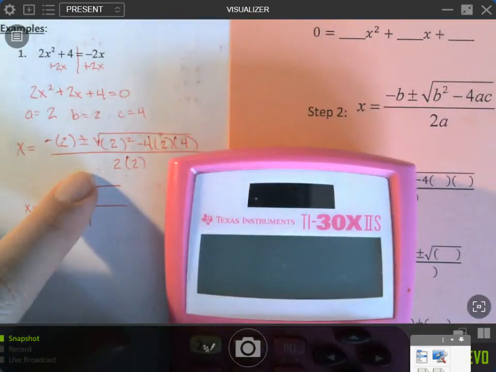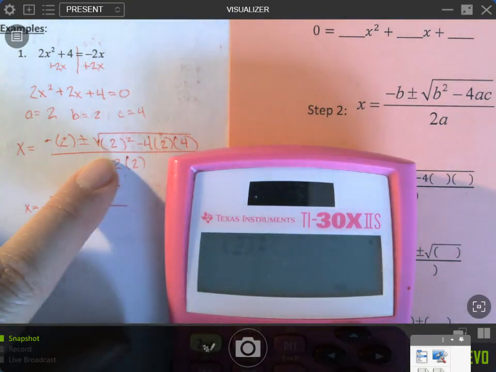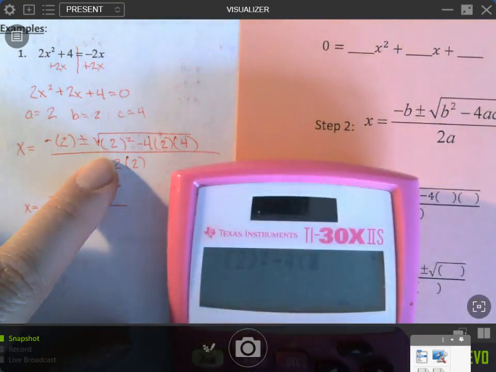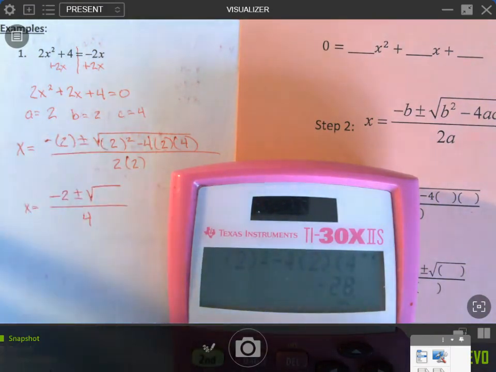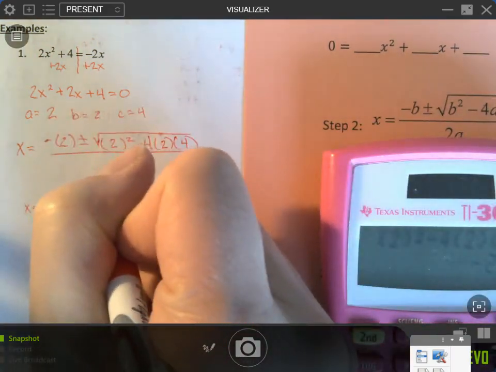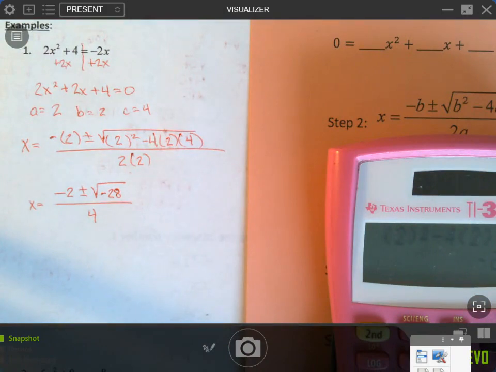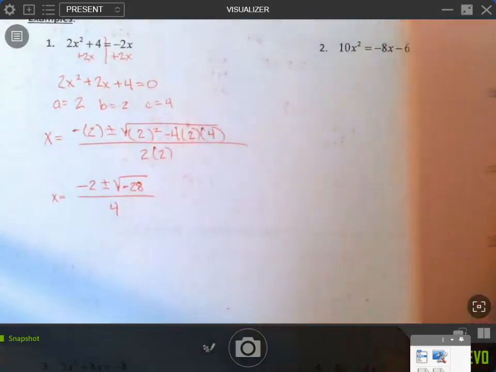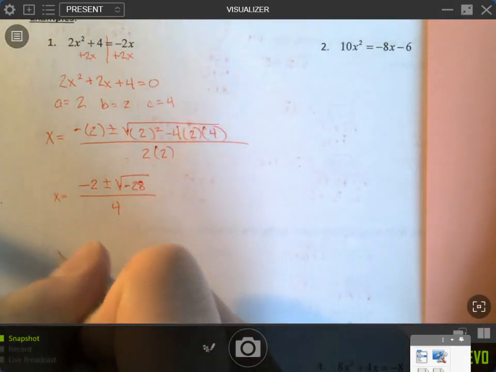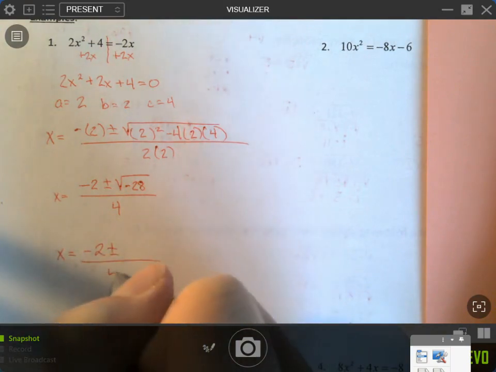So don't use your square root key, just type this in the calculator without the square root. So 2 squared minus 4 times 2 times 4, and I get negative 28. Okay, that would not have been okay before because we can't take the square root of a negative, but now we can. Agreed? Now we can take the square root of a negative. So this is sort of like a problem within a problem. So I have x equals negative 2 plus or minus something all over 4.